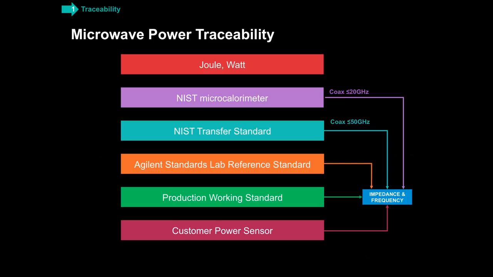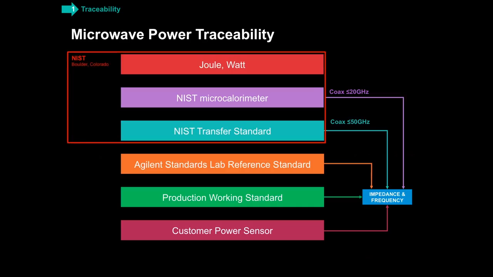Now let me move and show you how it works for microwave measurement, in this case power traceability. So the international standard is a joule or the watt, and NIST in Colorado and other NMIs around the world have national standards. In the case of NIST, they have a microcalorimeter. That is something that they invented. It actually converts RF energy to heat, and it's a very sensitive thermometer.